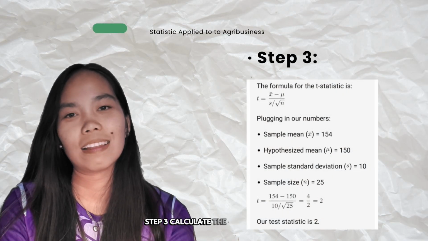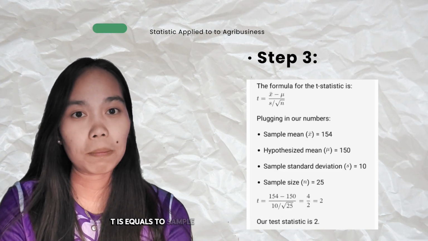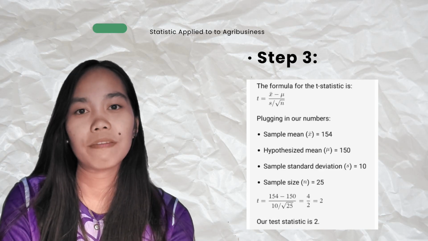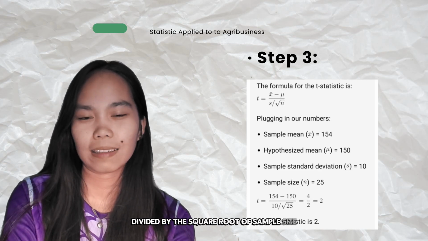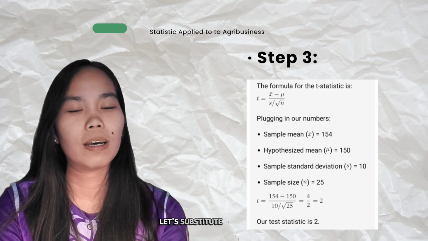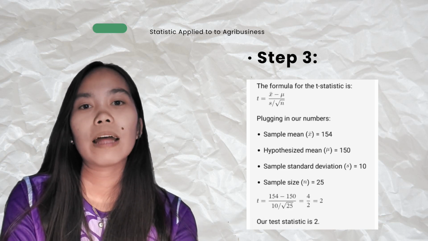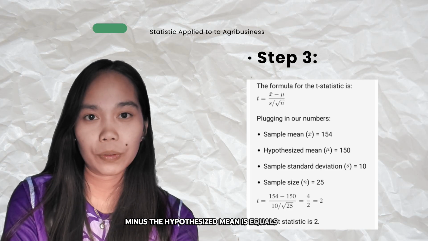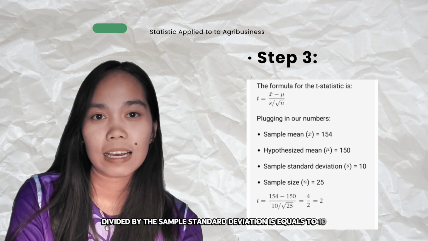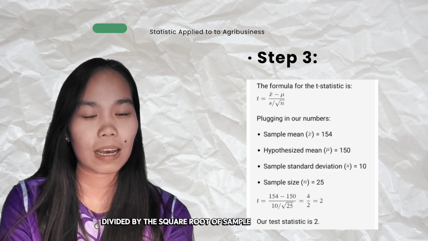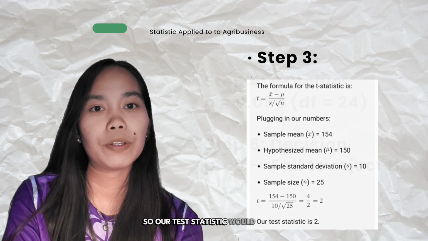Step 3. Calculate the test statistic. The formula for the t-statistic is t equals sample mean minus hypothesized mean divided by sample standard deviation divided by the square root of sample size. Let's substitute the numbers. Sample mean equals 154 minus the hypothesized mean equals 150 divided by the sample standard deviation equals 10 divided by the square root of sample size equals 25. So our test statistic would be 2.